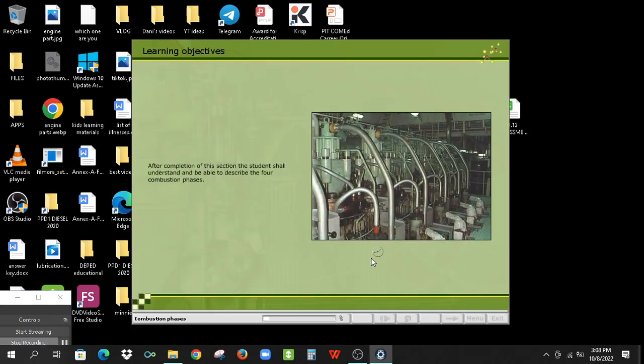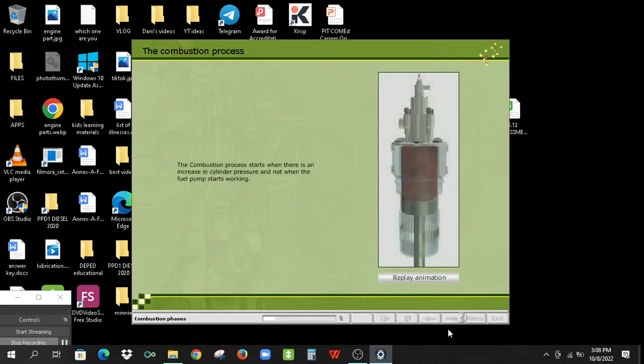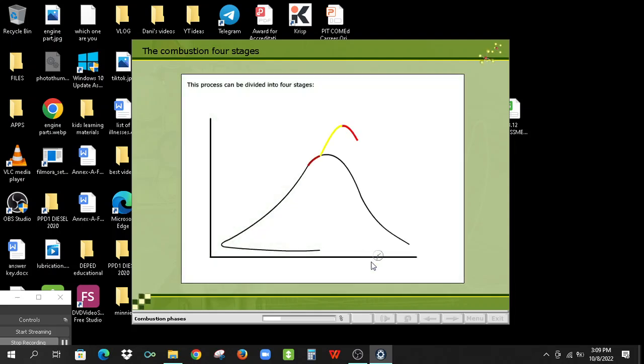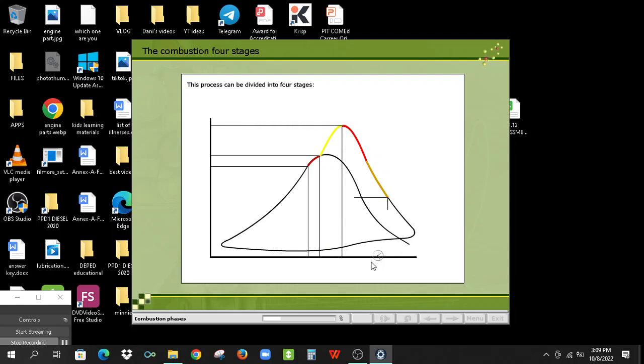After completion of this section, the student shall understand and be able to describe the 4 combustion phases. The combustion process starts when there is an increase in cylinder pressure, and not when the fuel pump starts working. This process can be divided into 4 stages: ignition delay, uncontrolled combustion, controlled combustion, afterburning.